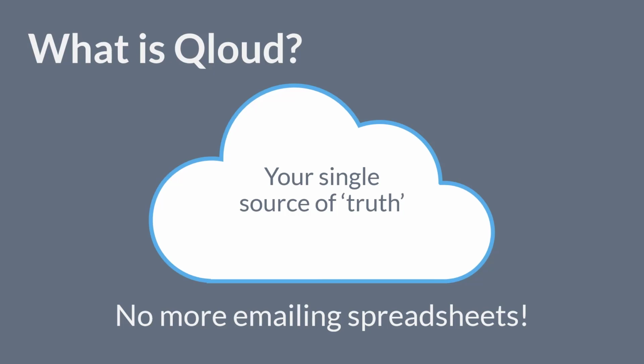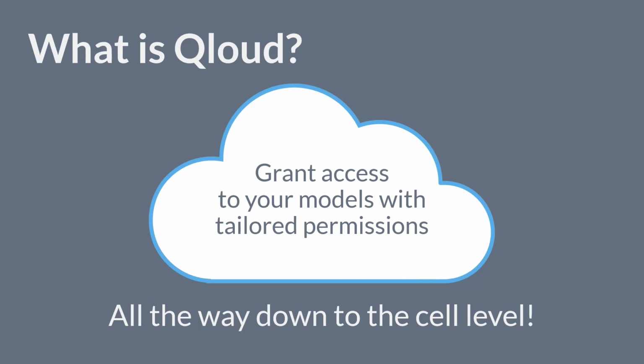Qloud is your single source of truth. That means that you no longer need to email spreadsheets back and forth, hoping that all the data is still accurate. Changes you make within Qloud are shared with everyone, and you don't need to worry about formulas or structure breaking. Additionally, with Qloud, you can grant access to your models with tailored permissions. This ensures that everyone only sees and edits what they need to. These permissions can be revised by the model owner.